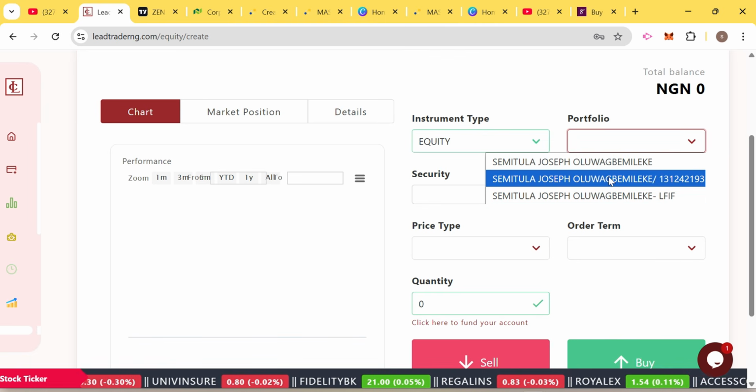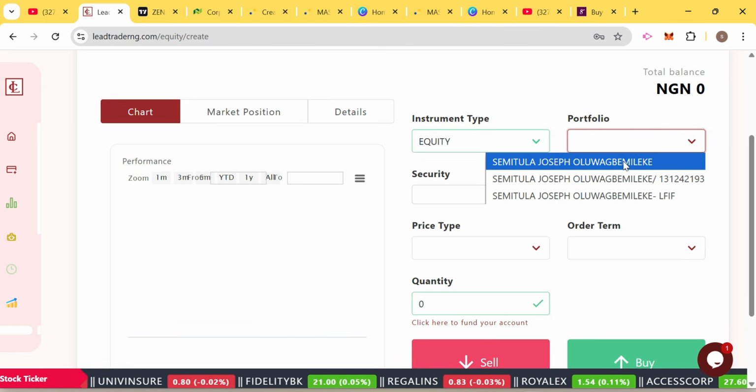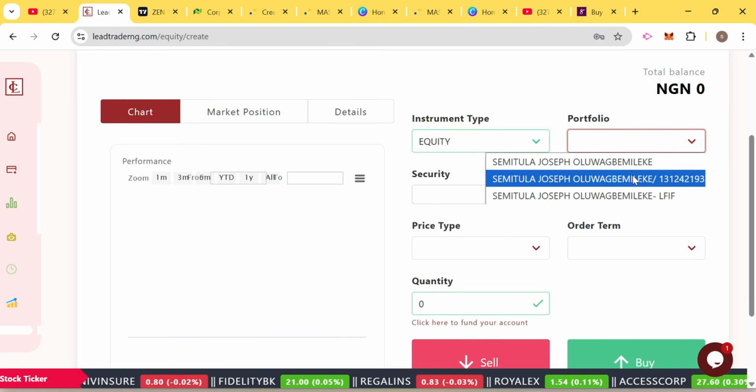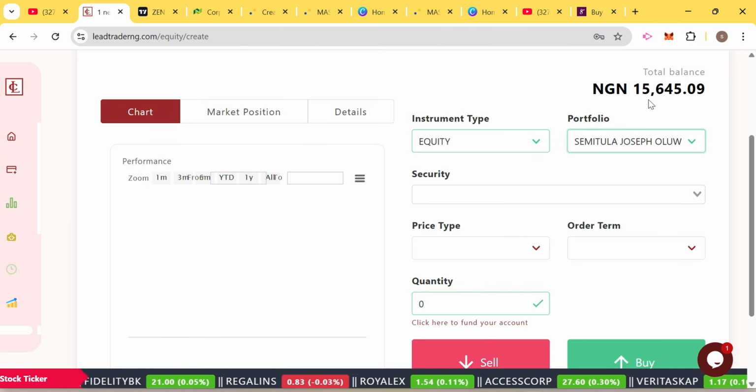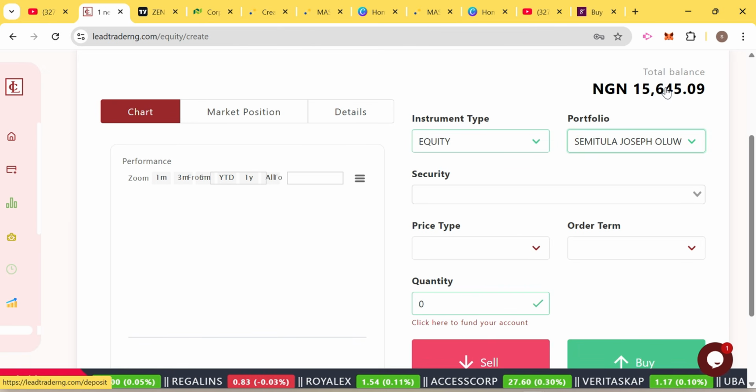I also have the normal equity account. And I have this, which is NASD. So I'll come to this place and pick my account. After picking my account, you can see that I'm very, very rich, guys. I have 15,645 naira 9 kobo. That is what I have here, guys.